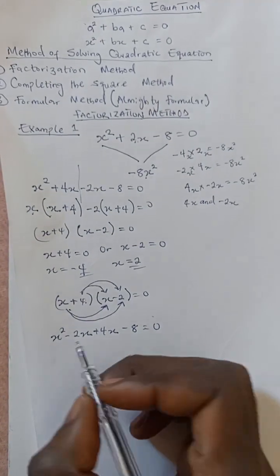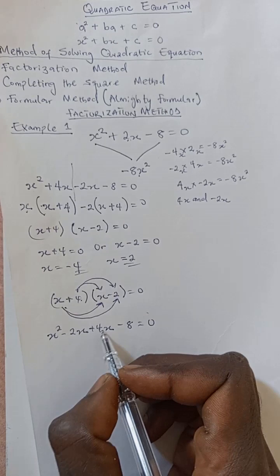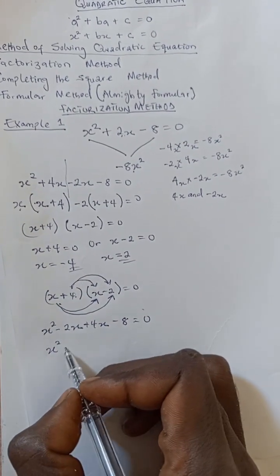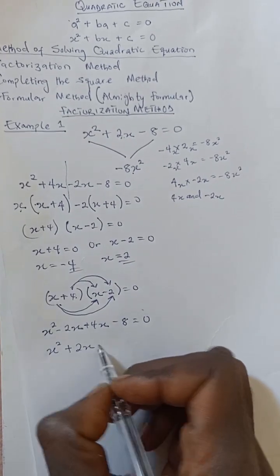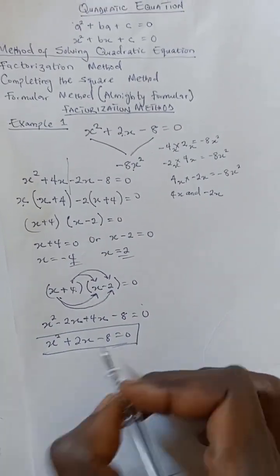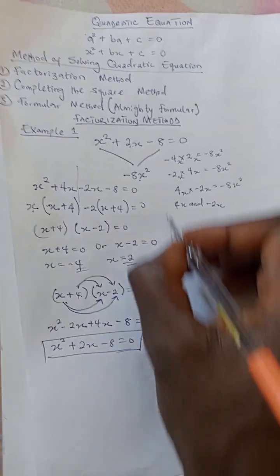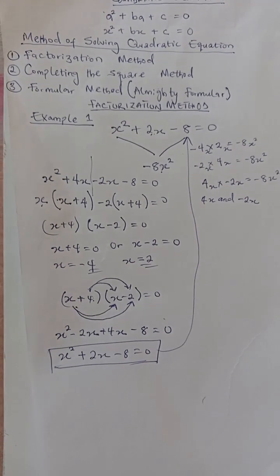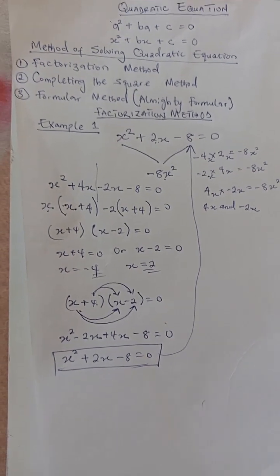So you can see now minus 2x plus 4x will give you x squared plus 2x minus 8 equals to 0. Therefore, if you can see, this has given us back our original equation from here. So that's how to solve a quadratic equation using the factorization method.